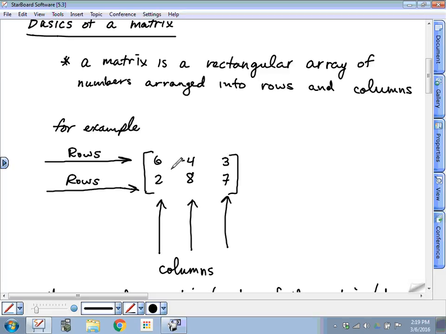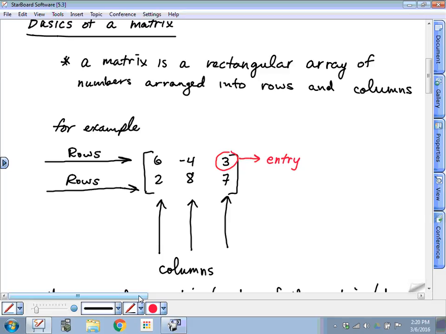So the rows are the horizontal components here. Columns are the vertical parts. So the 6 and 2 forms a column, -4 and 8 forms a column, and 3 and 7 forms a column. Now each individual number inside of a matrix is called an entry. So I'm going to circle the 3 here. That's just called an entry.